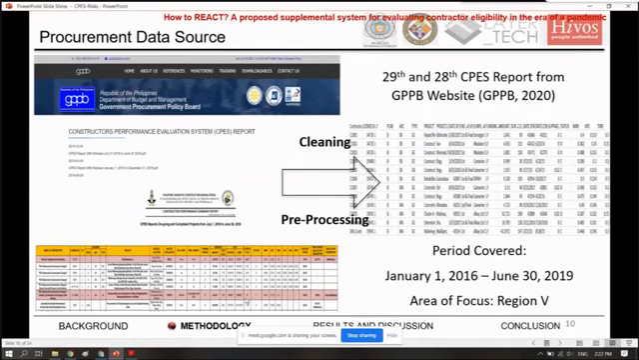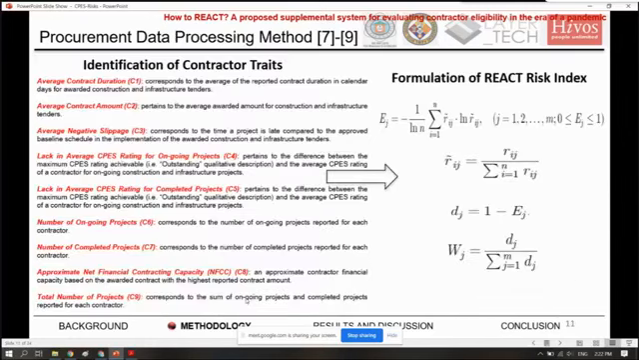We got it from the GPPB, and the period that we considered is January 1, 2016 to January 30, 2019. We limited our area of focus to region 5. This falls under the 29th and 28th CPES reports from the GPPB website. Once the data was available, we cleaned it and processed it. So how did we process it? We used the entropy approach in analyzing the data that we got from GPPB.